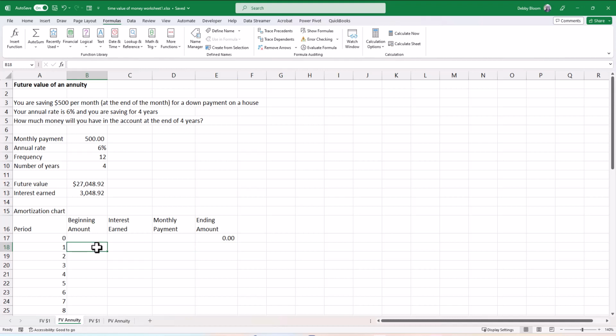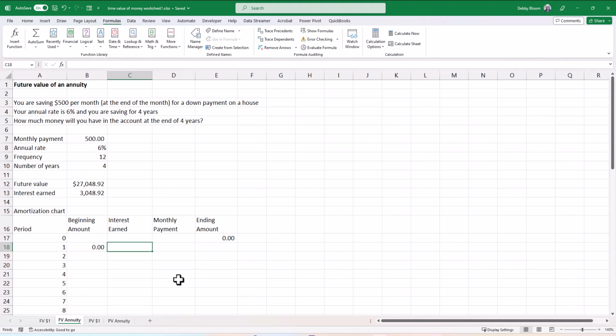Now in cell B18, I'm going to tell Excel that the ending amount of period 0 is the same as the beginning amount of period 1, or the ending amount of any period is the same as the beginning amount of the next period. So in cell B18, I'm going to type an equal sign and click on E17. Now I know we're going to earn interest on 0. The amount is going to be 0, but this way if we put the formula in here, we can copy all of month 1 and then copy it all the way down to the bottom of the amortization chart.